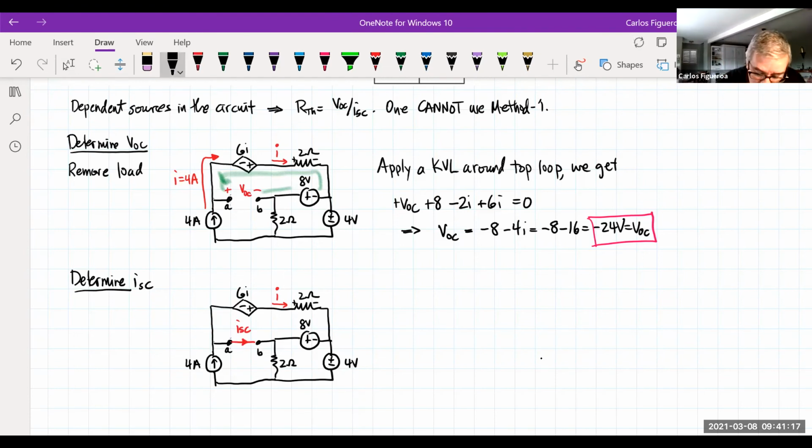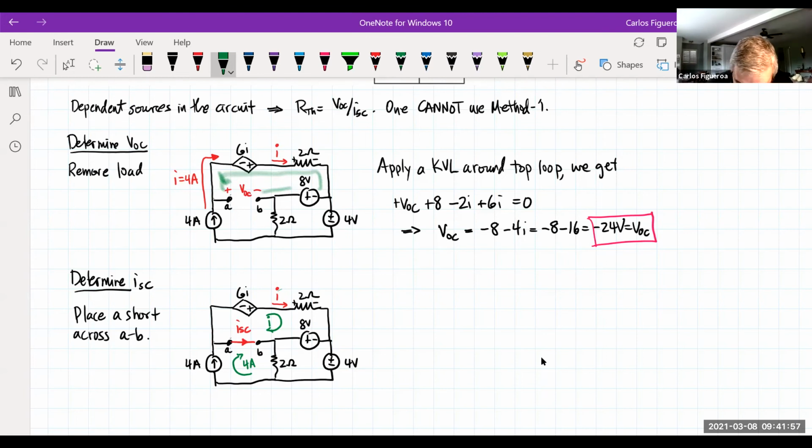Okay, so here I go. So now I place a short across AB. So how should I choose my currents here? Well, I know for a fact here that this guy is 4 amps. Because for the outer loop, I'm going to pick I to be in this direction, the same direction as the 4 amp.